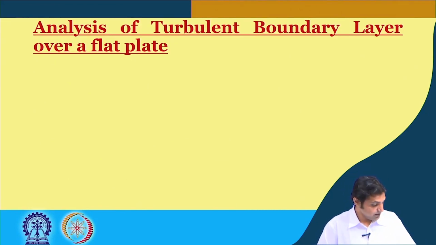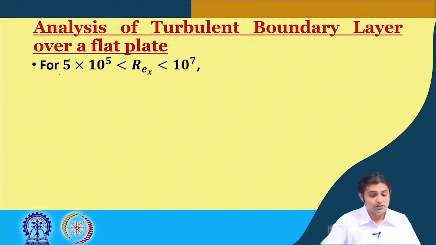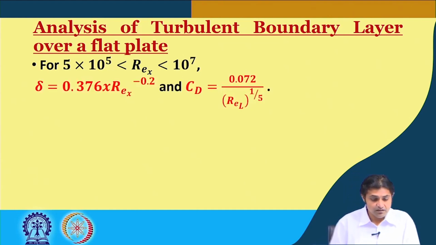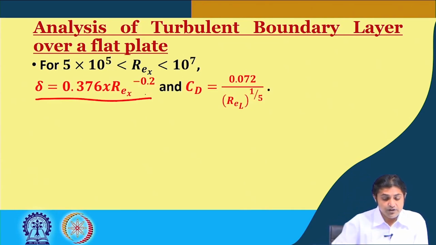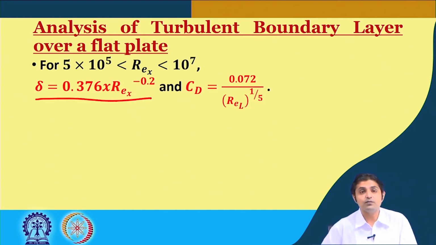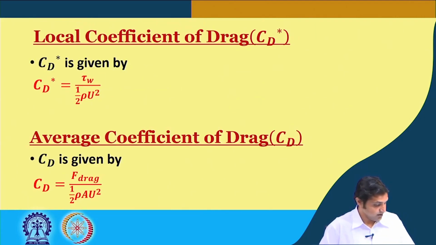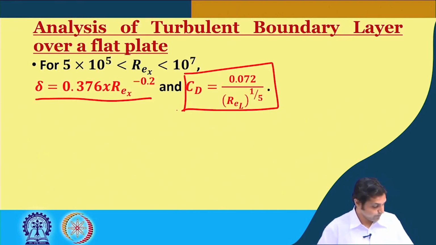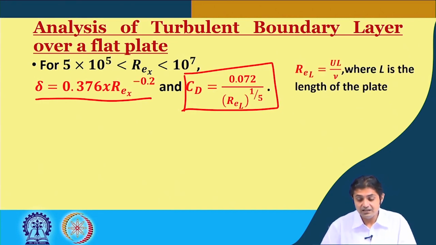So, now the analysis gives us that for Reynolds number between 5 into 10 to the power 5 and 10 to the power 7, this is what we got. Boundary layer thickness was 0.376 multiplied by x into Reynolds number to the power minus 0.2, and CD gave us 0.072 into Re at L to the power 1 by 5. If you put in those values, we can get CD as follows, where Re at length L is U capital L by nu, where L is the length of the plate.